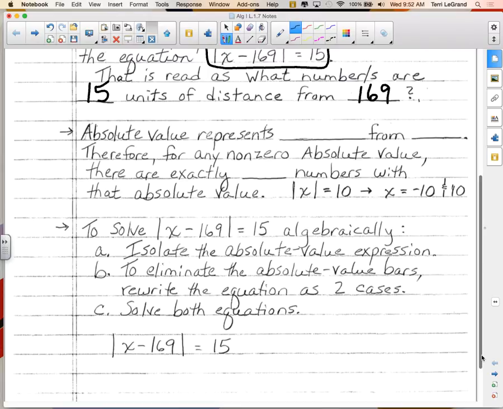Okay, well there are going to be two answers, I'll give you that. So if I ask you for the absolute value of something other than 0, you better give me two answers. So you write about that. Because why? What is absolute value? What does it represent?